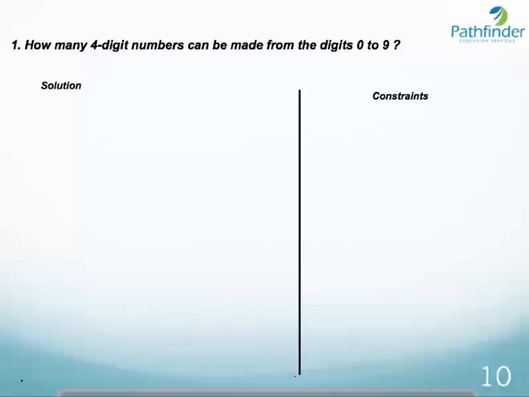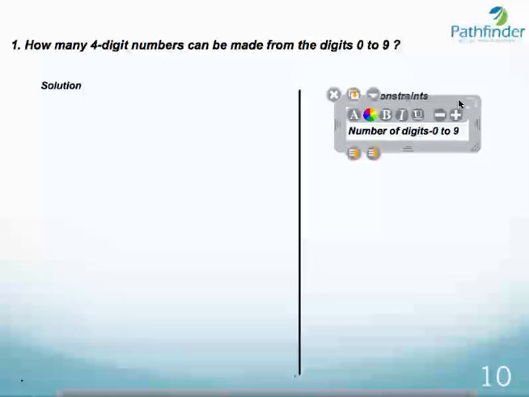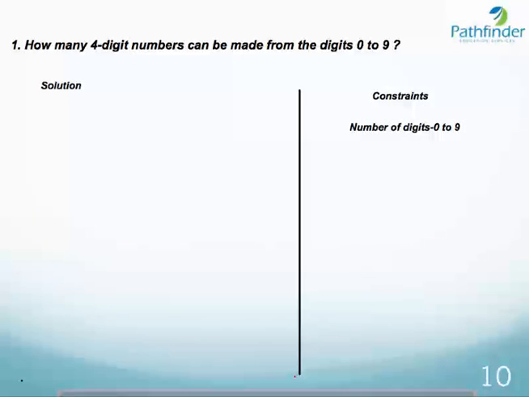So what are the constraints here? The first constraint is that the digits can be 0 to 9 only, and since it's a decimal number system, you would be hardly surprised by that. Then the other constraint is that we are looking for a 4-digit number.